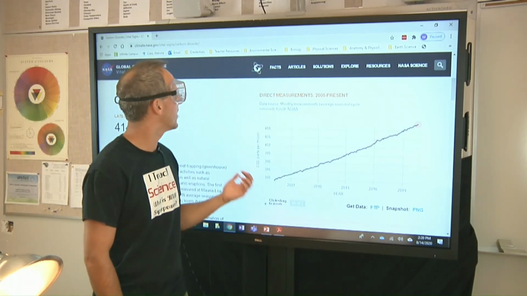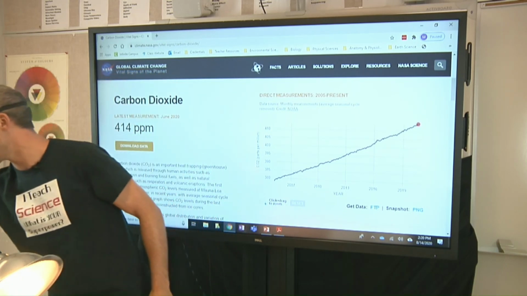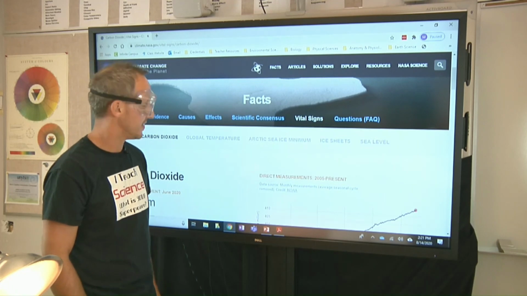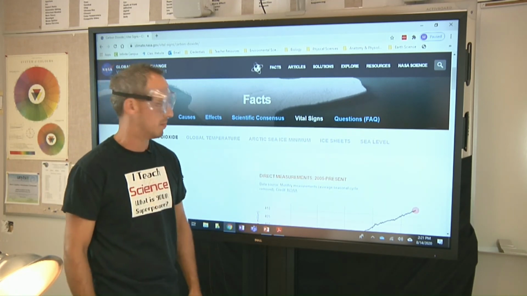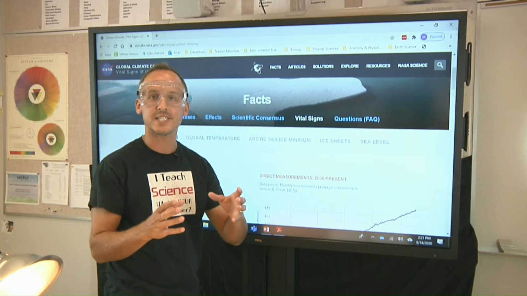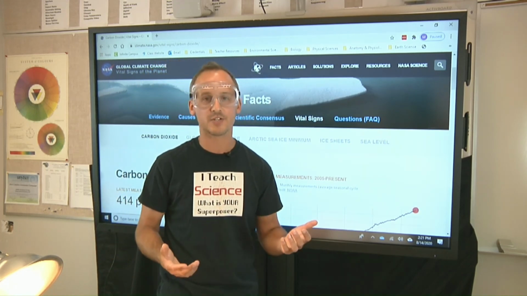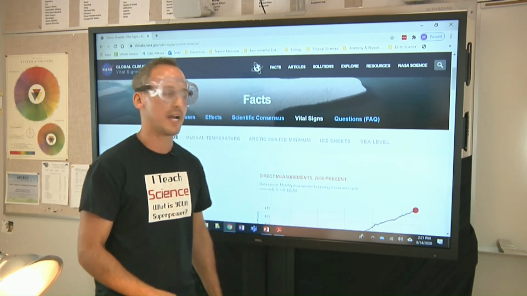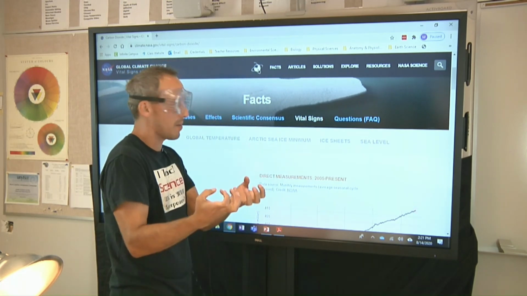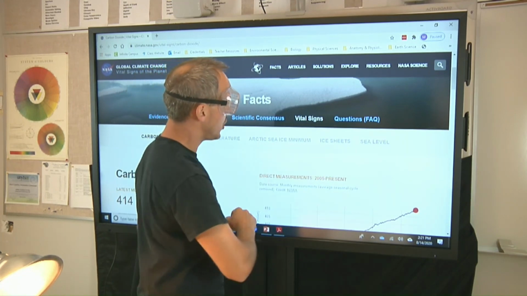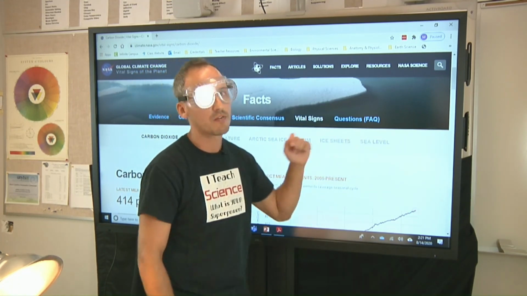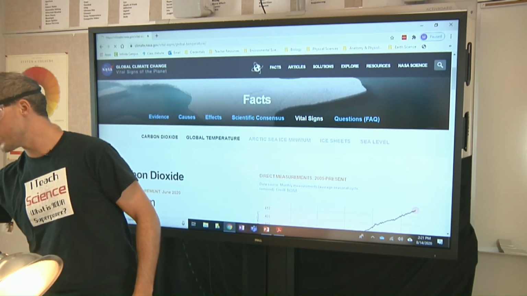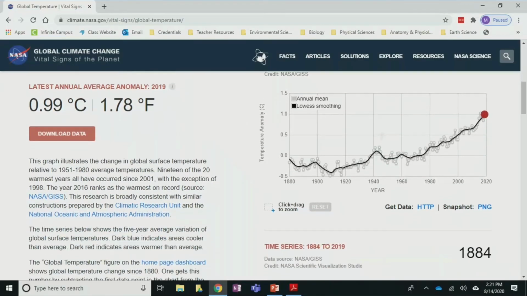Well, what do you think the other vital signs are? If I go back to the top, here are our other vital signs. Global temperature. Arctic sea ice minimum. We constantly take measurements of that to see how we are being affected by climate change and too much carbon dioxide. We've got ice sheets and then sea level. The sea level rise thing is scary. It's really scary.